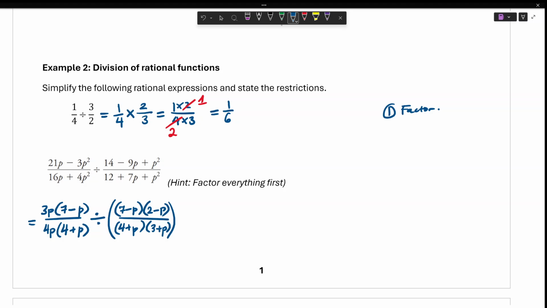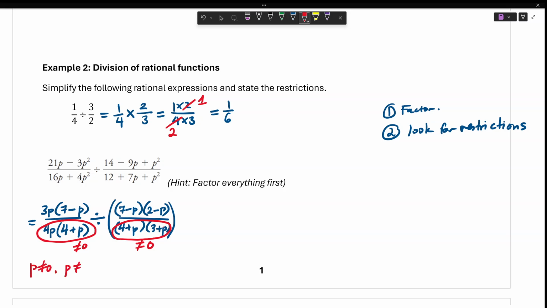At this point, remember, you're going to look for the restrictions. And you can't divide by 0. Now, in this case, what can't be 0? Well, the denominator just can't be 0. Same as we said before, so that means p can't be 0, p can't be -4, that's a duplicate, and p can't be equal to -3.